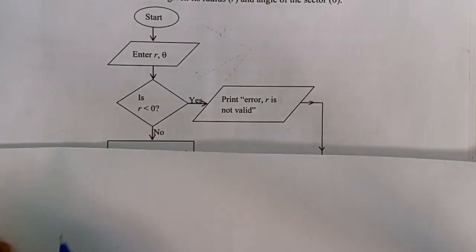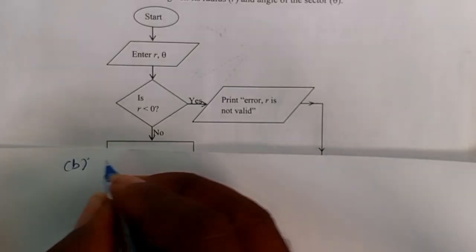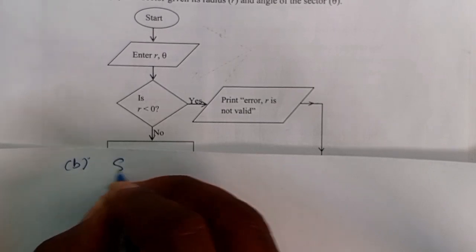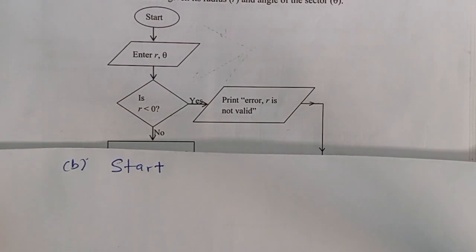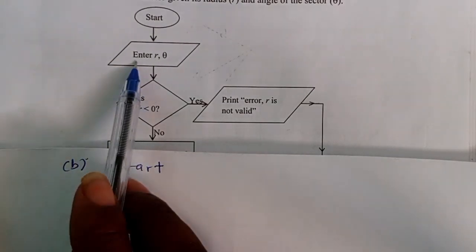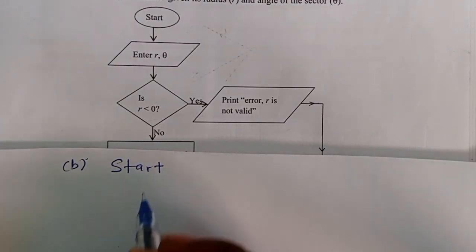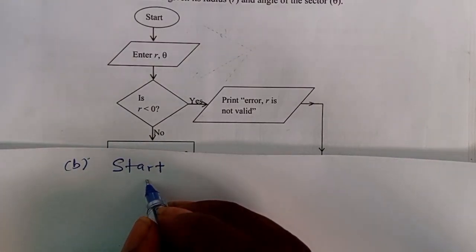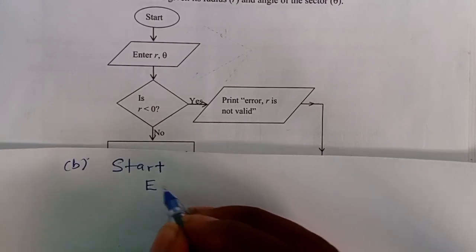To start, when you're writing the pseudocode, you start with the word start. Then the second thing, enter r and theta. So now you are going to write the word enter just from here.